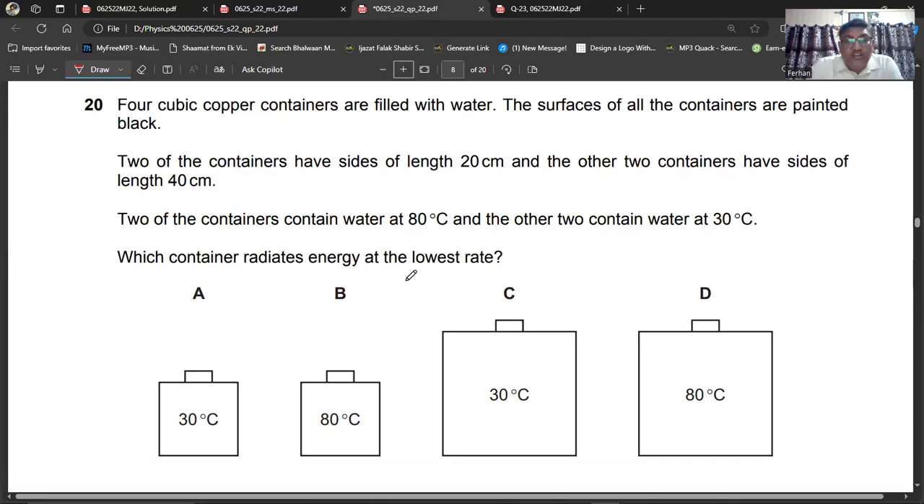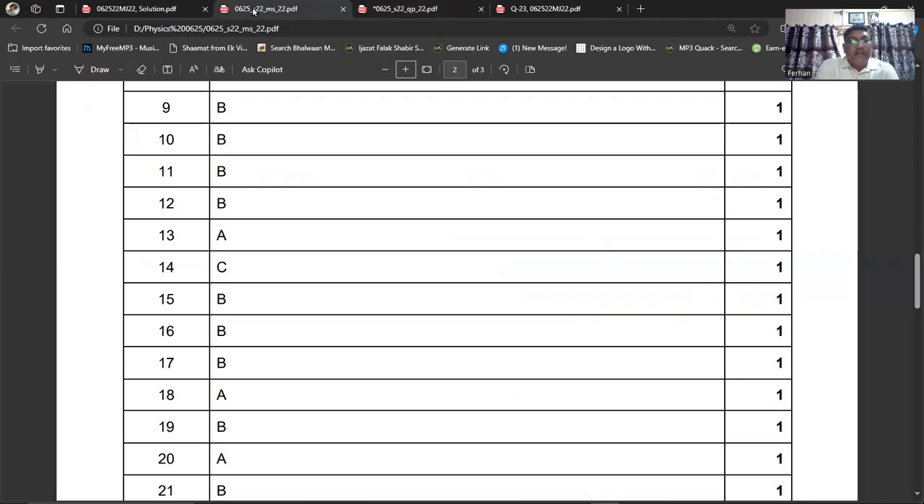You see, the lowest rate will be where the temperature difference between the body and the surrounding is less, and the surface area is also smaller. So the difference between 30 and the room temperature will be less as compared to the temperature difference between 80 and the room temperature, and the surface area here is smaller. So this container radiates energy at the lowest rate. A is the choice, I think.